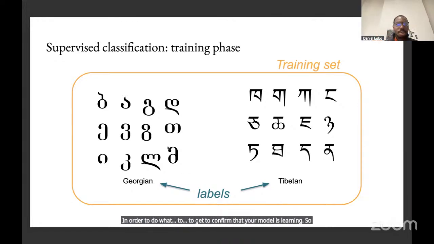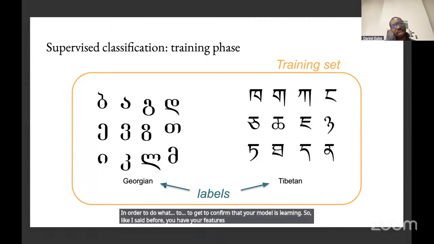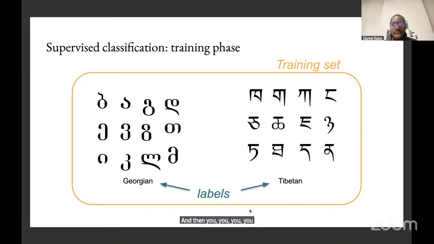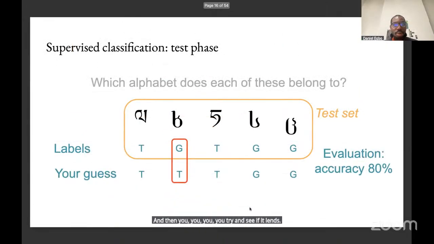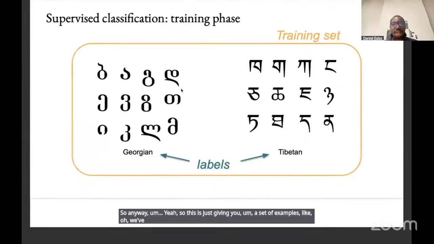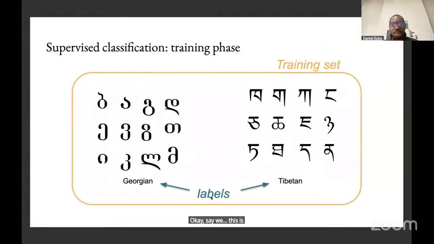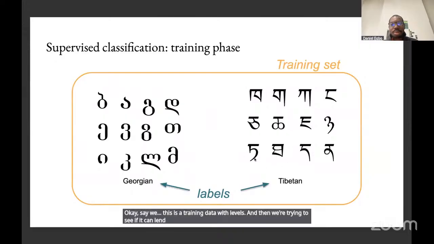So like I said before, you have your features. This is just an example, and there's maybe labels, and then you try and see if it learns. So anyway, this is just giving you a set of examples like, oh, we've trained this data. Say this is a training data with labels, and then we're trying to see if it can learn something in terms of maybe translation.